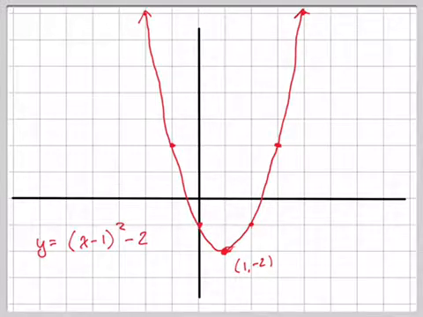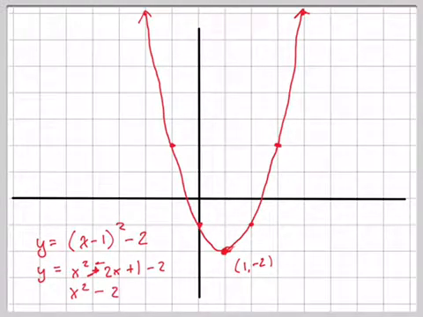Let's expand this out and look at the form. This would mean that y equals x squared minus 2x plus 1 minus 2, which means x squared minus 2x minus 1. So this is my function f of x.